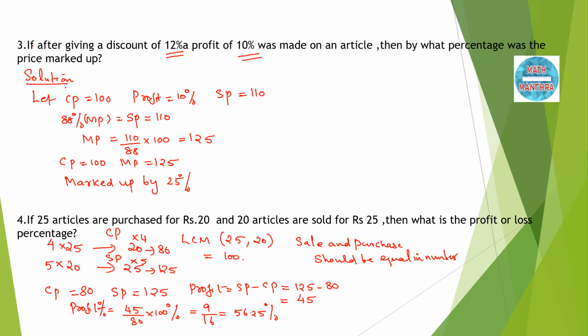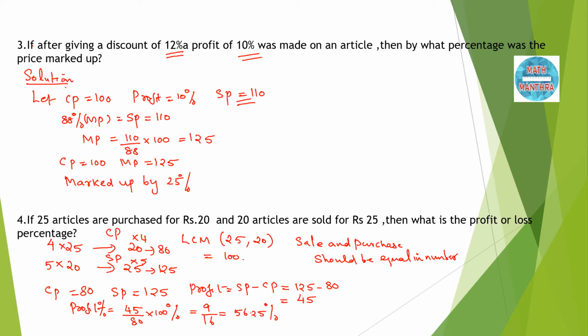So here we can take cost price is 100, or you can take 100x also. That gives you the answer faster instead of taking x. If you take x, there will be a lot of decimals involved in the problem. If you take 100, there won't be any decimals in the calculation. So cost price is 100, profit is given 10%. So immediately you can find the selling price, which is 110.